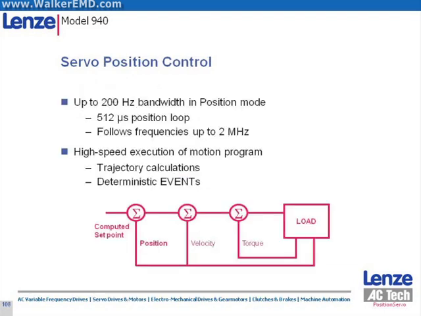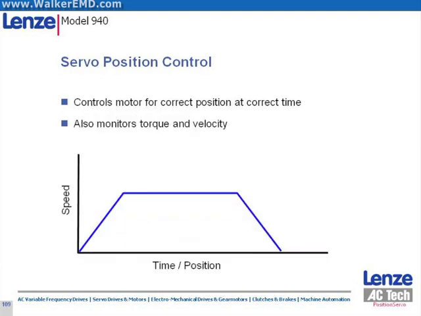The position loop update rate is every 512 microseconds. When used with an external reference master encoder signal, the drive can follow position signal frequencies up to 2 MHz. During execution of motion, deterministic program events can be run by the user logic program. This provides application flexibility. During position mode, velocity and torque are monitored so as to provide correction to the axis, keeping it in the proper position at the proper time.